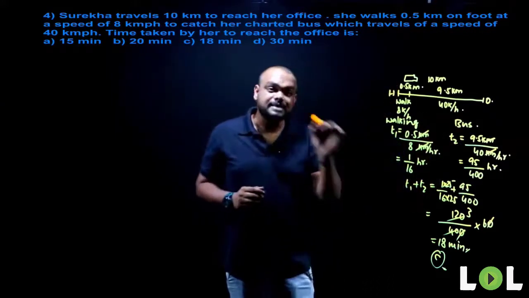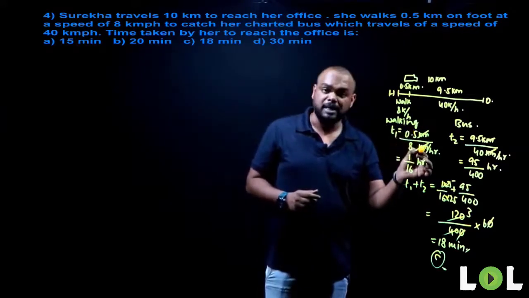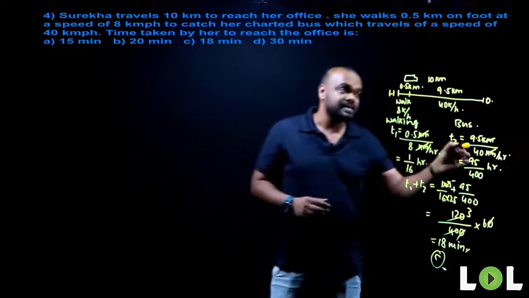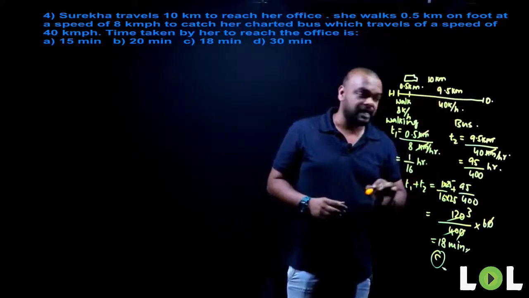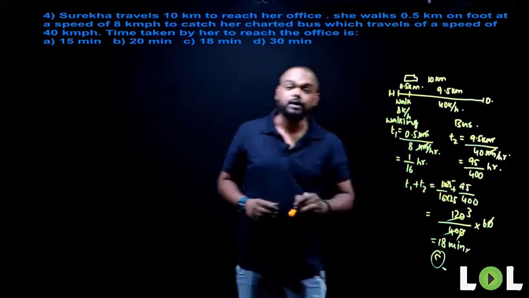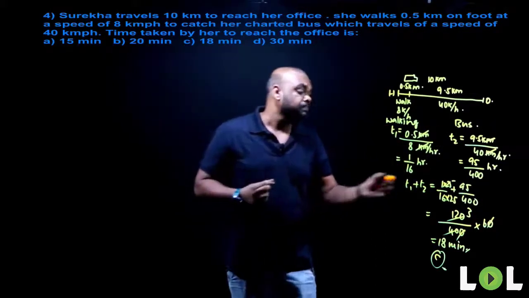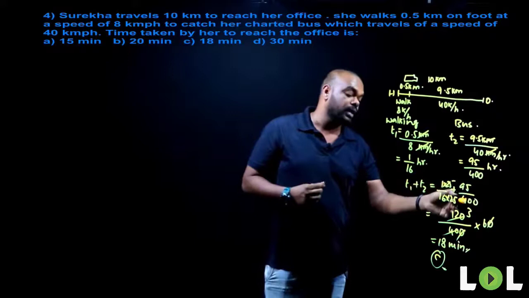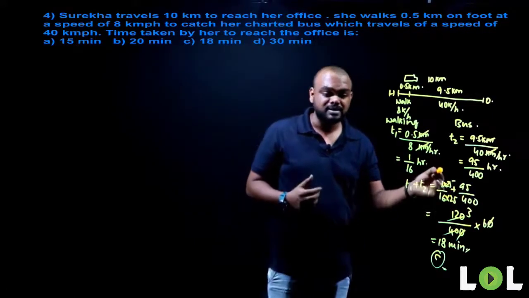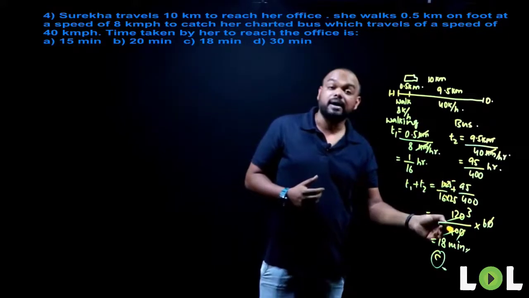Now time is distance by speed. In this case, distance is 0.5 kilometer, speed is 8 km per hour. Kilometer cancel. 1 by 16 hours. In this case, distance is 9.5, speed is 40 km per hour. Time, distance by speed, 9.5 by 40, which is 95 by 400. So total time will be T1 plus T2. That is 1 by 16 plus 95 by 400. Here 400 is there. I can convert this into 400 by multiplying with 25. So this becomes 120 by 400 hours.